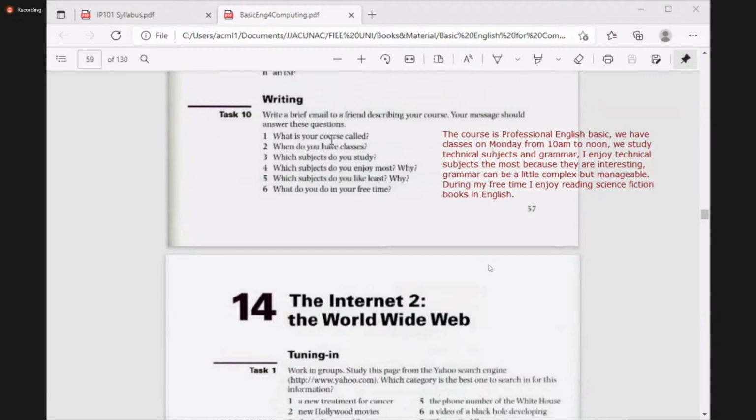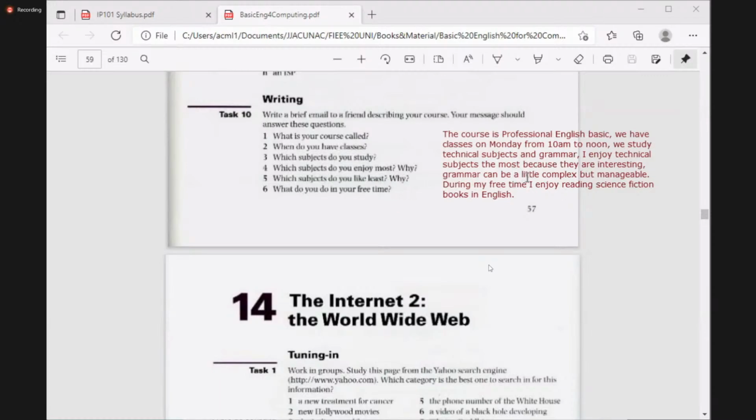for reference. What is the course called? When do you have classes? Which subjects or topics do you study? Which subjects do you enjoy, that you like very much? Which subjects do you like least, so it's not so attractive to you, and why? What do you do in your free time? Probably for number 5 I didn't listen.